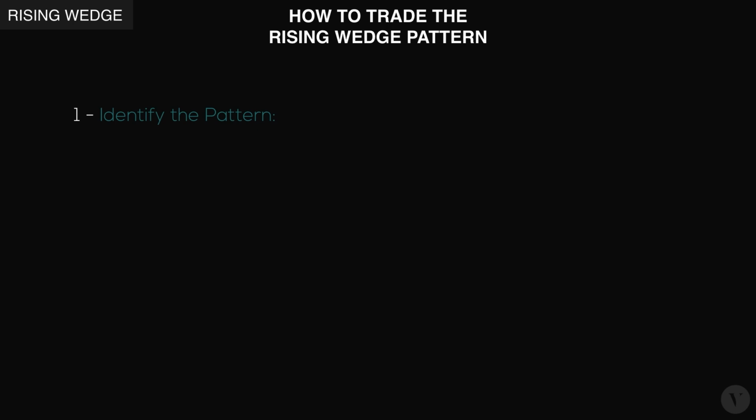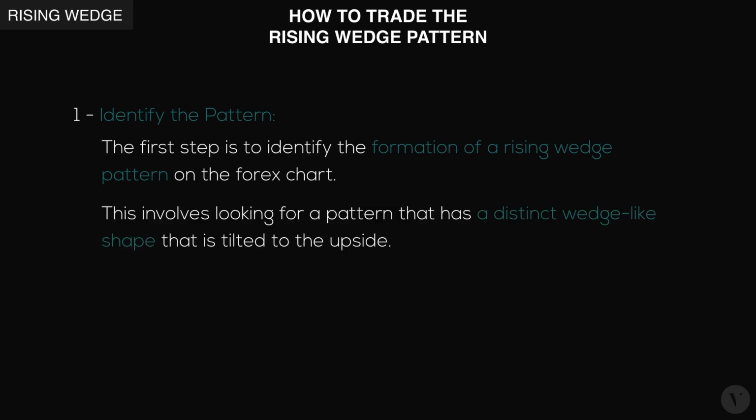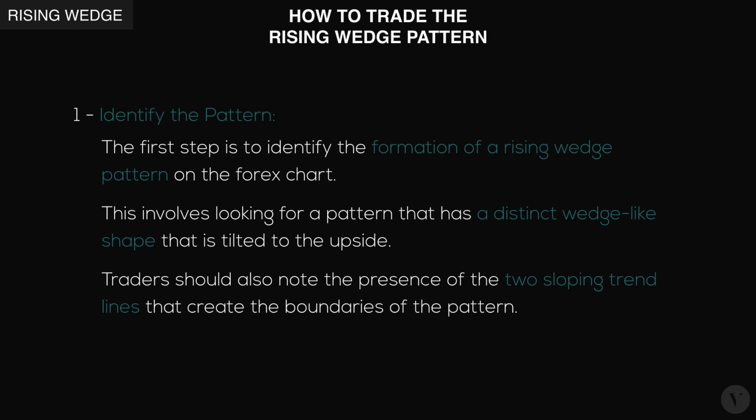1. Identify the pattern. The first step is to identify the formation of a rising wedge pattern on the Forex chart. This involves looking for a pattern that has a distinct wedge-like shape that is tilted to the upside. Traders should also note the presence of the two sloping trend lines that create the boundaries of the pattern.